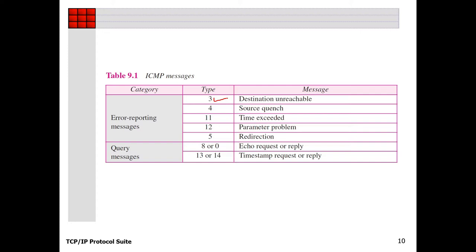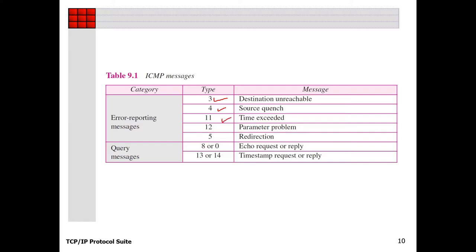Source quench. The destination cannot handle all the data, and it's receiving a lot of data from the source. So a message will go to the source telling it, please slow down. Quench, slow down, because we cannot handle it. So this is the second type, which is type 4.